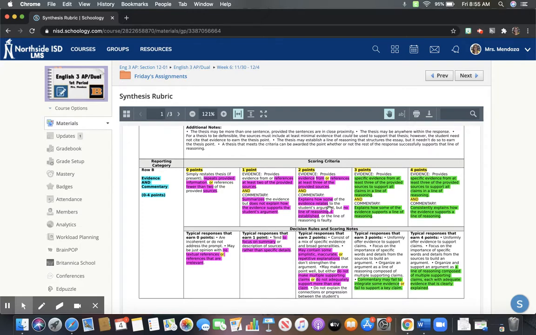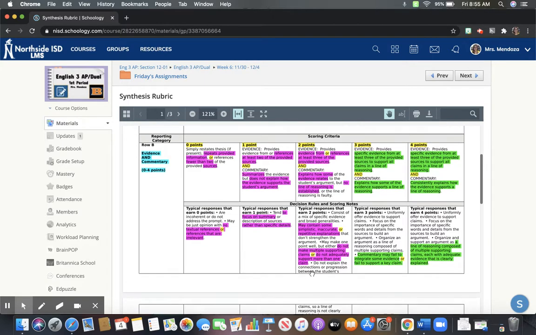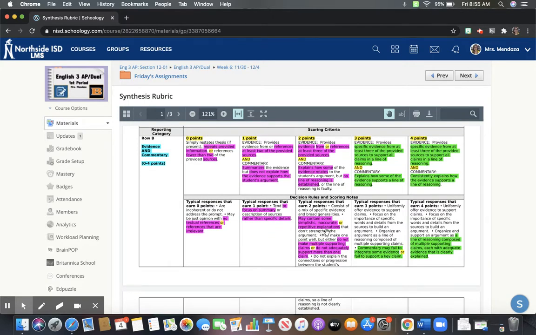But you'll notice here it explains how some of the evidence relates to the argument, but no line of reasoning is established. And that is basically where your claims don't support your thesis. May contain some simplistic, inaccurate, or repetitive explanations, meaning sometimes you might summarize your evidence and other times you might use them to support your argument.